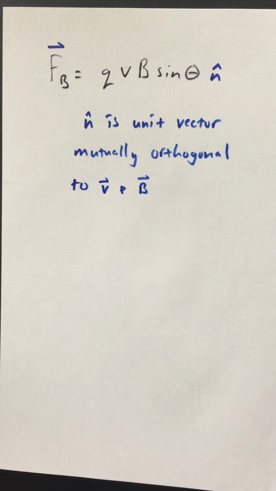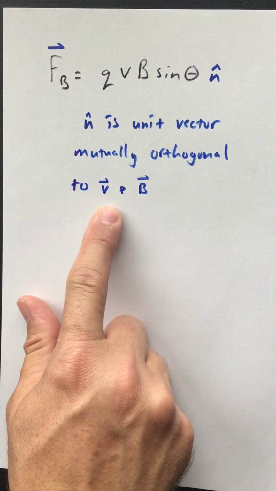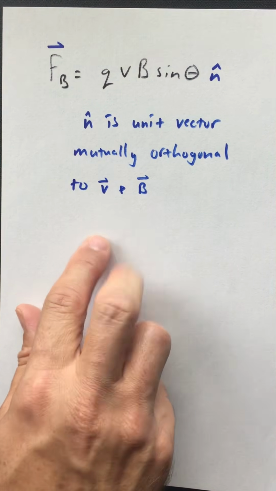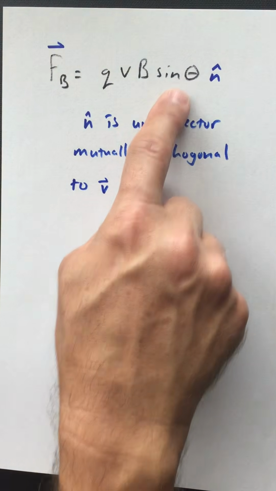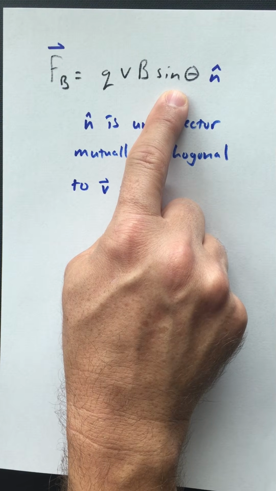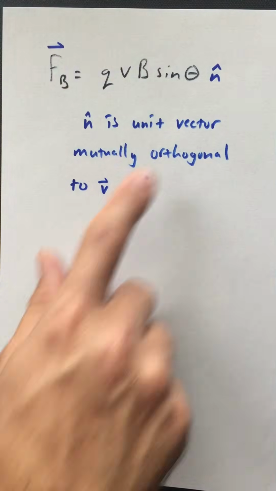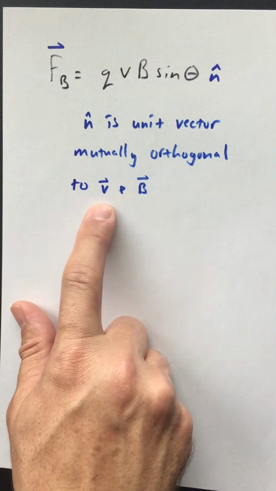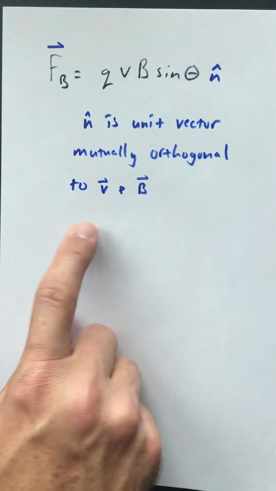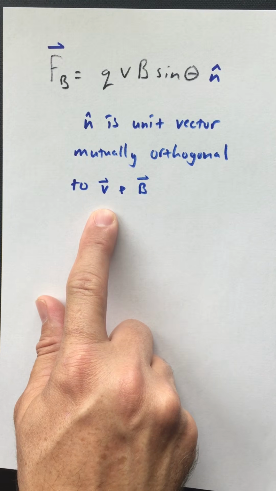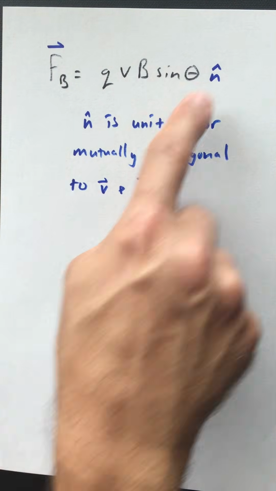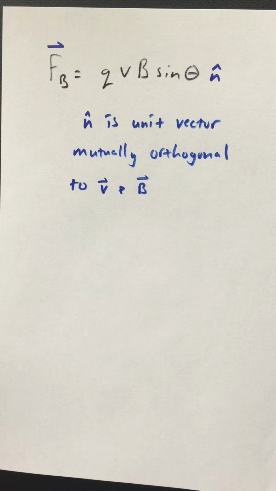That is, the velocity and the magnetic field form a plane necessarily because they're two vectors. Of course, if they're collinear, they won't, but then if they're collinear, the sine of theta is 0 anyway, and so this whole thing goes away. But if you have a non-zero angle between these two, they necessarily form a plane. The direction of the force is mutually orthogonal to that plane. We saw this in a previous video.